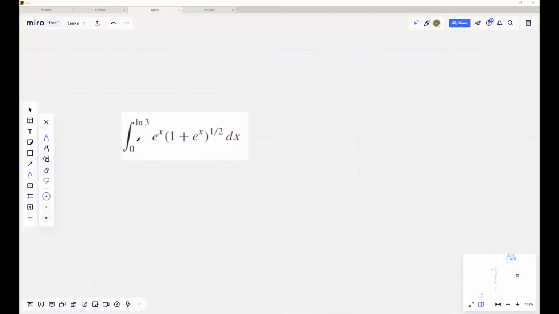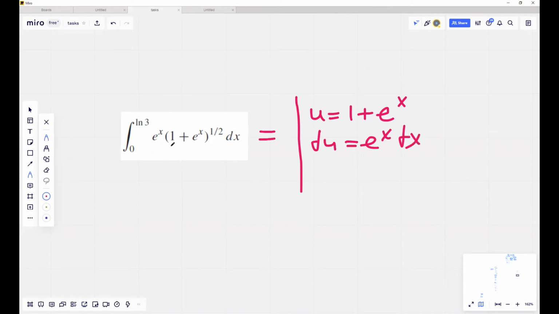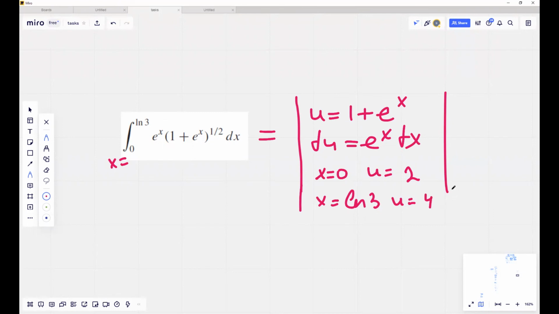Let's evaluate the following definite integral using U-substitution. Here, if we use u is equal to 1 plus e to the power of x, then du is equal to e to the power of x dx, and we have this term appearing here, exactly what we need. When x is equal to 0, u is equal to 1 plus e to the power of 0. So u is equal to 2. When x is equal to ln of 3, then u is equal to 1 plus e to the power of ln of 3. So u is equal to 4.